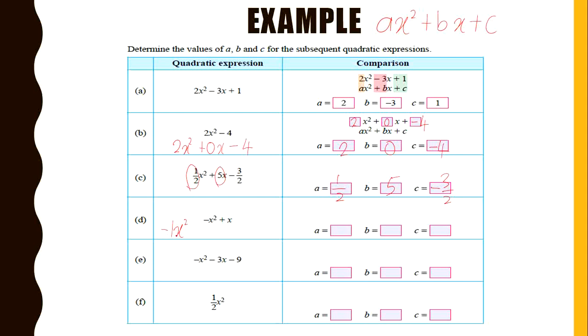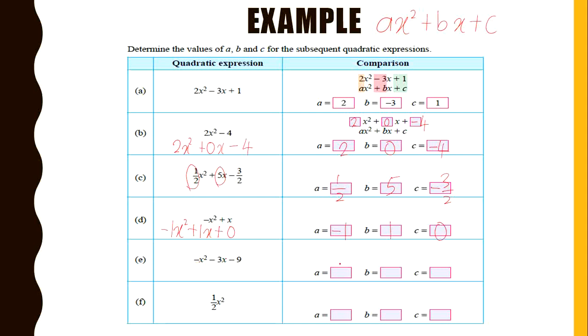So, this one is negative 1x squared plus, ni pun tak ada nombor kat depan dia. Tak ada nombor means dia ada 1 sebenarnya. Dia tak tulis. Okay, plus 1x plus, c dia apa? Kalau tak ada apa-apa ni sama macam tadi juga. Kalau tak ada apa-apa dia adalah 0. Okay, so a is negative 1, b is 1, c is 0.